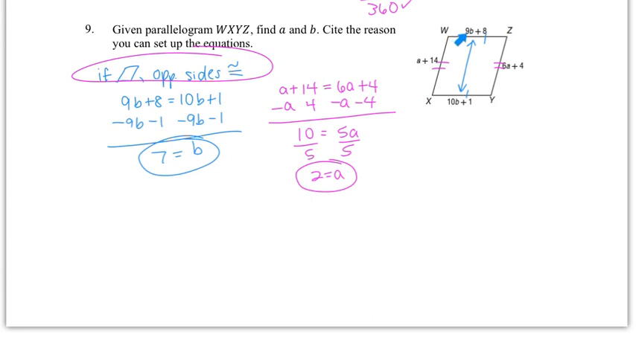Again, we can check that real quick. 9 times 7 is 63. 63 plus 8 is 71. And then 10 times 7 is 70, plus 1 is 71. So we are good. So make sure you have that reasoning there. If parallelogram, you got to have that opposite sides congruent. And that's it for this page. Let's go on to the last page.